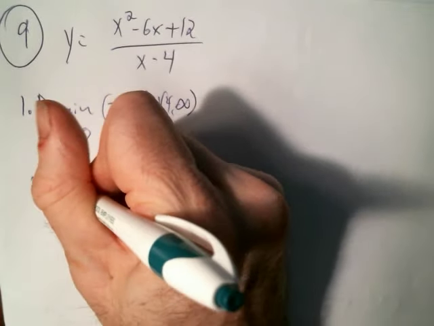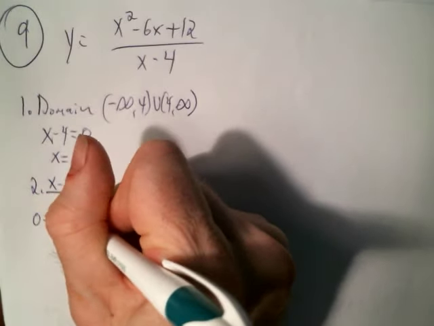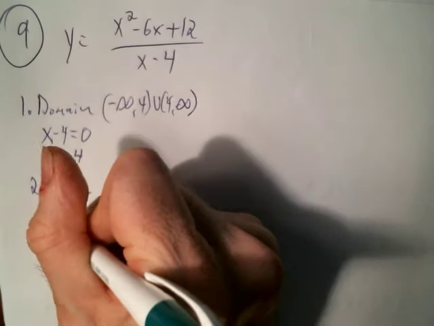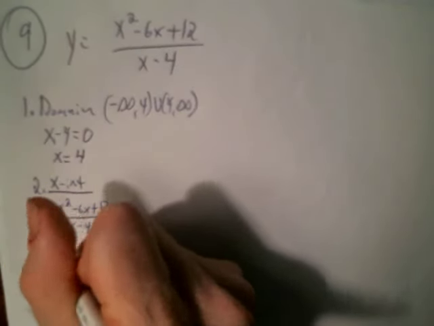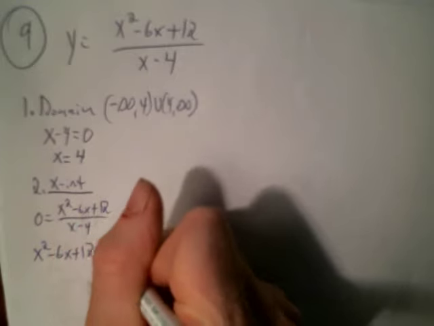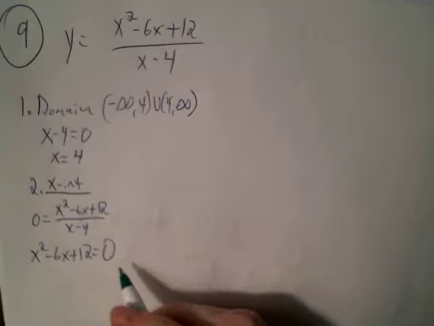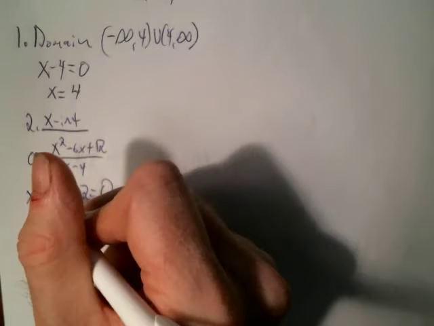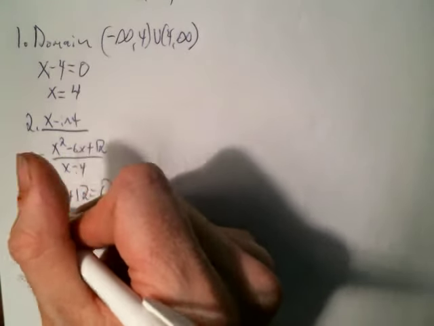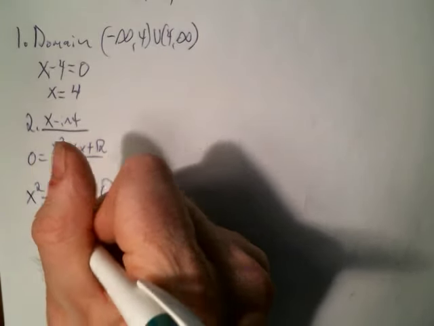So the x-intercept is where y is 0, so I have 0 is x squared minus 6x plus 12 all over x minus 4. In other words, just set the numerator equal to 0. X squared minus 6x plus 12 is 0. Well, I can't factor that thing. The discriminant, though, the innards of the radical part of your quadratic formula, let's look at it. So b squared minus 4ac.